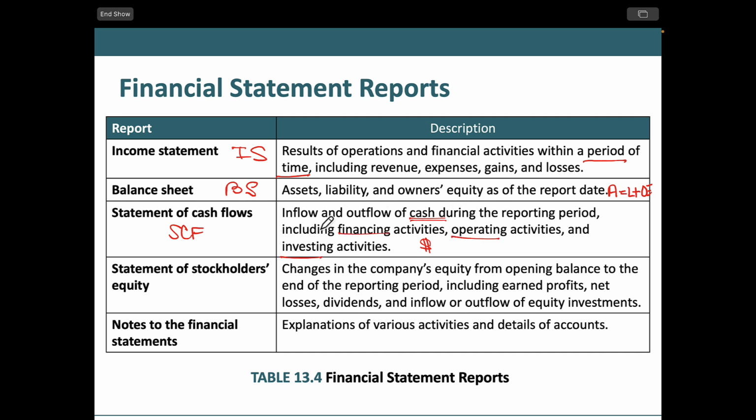Then we have the statement of stockholders' equity, which shows us the changes in the company's equity from the opening balance to the end of the reported period. It includes our profits or losses, dividends, and our inflows or outflows of equity investments. And lastly, and equally as important, are the notes to the financial statements, which give us explanations of the activities and the details of accounts.